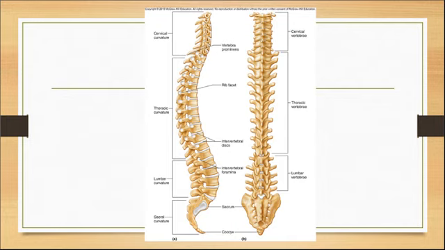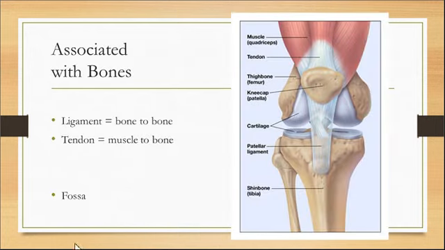Let's talk about some joints next. Okay, so some terminology regarding joints. The joint capsule is made of tough, fibrous connective tissue and it surrounds the joint. Ligaments and tendons are often confused. Ligaments are bands of connective tissue that hold bones together at joints. Tendons are bands of connective tissue that attach muscles to bones.